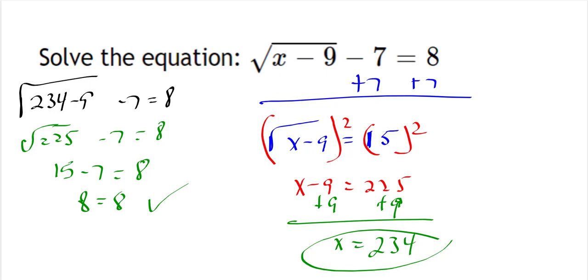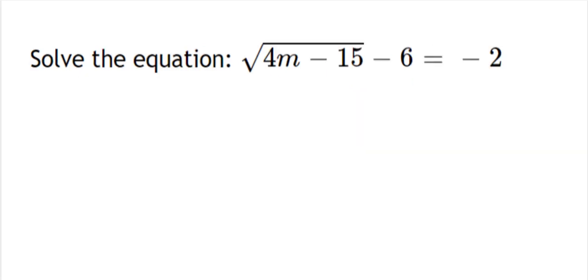Now, let's look at another one. Hit pause now and let's see what you can do with this one. It's very similar to the previous one, so let's make sure that you're good. Hit pause now.